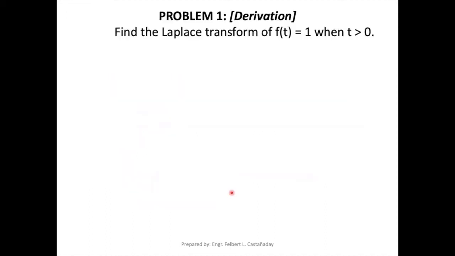Now let us derive the Laplace transforms of elementary functions. We start with f of t equal to 1. Using the definition, the Laplace transform of f of t is equal to the integral of e raised to negative st times f of t with respect to t with limits from 0 to infinity. Now we plug in the value of f of t. In this case, we are solving for the Laplace transform of 1.